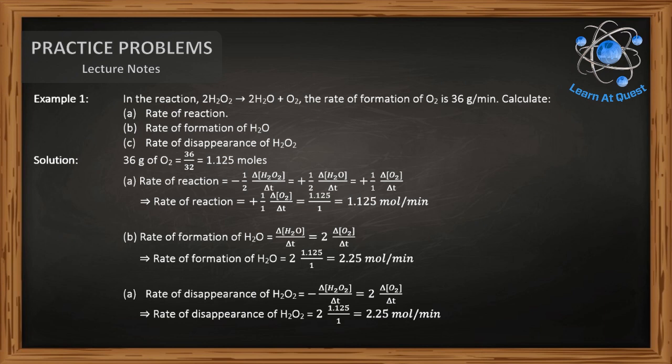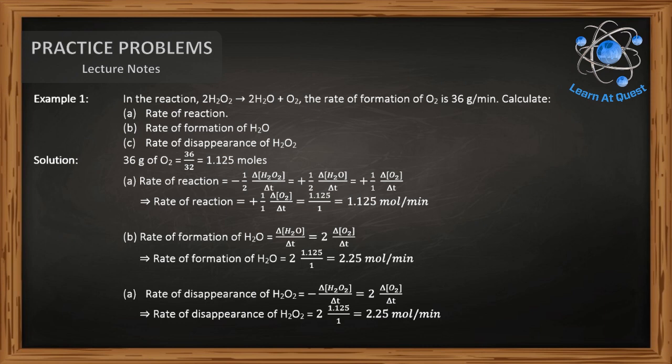Let us understand how to solve this question. Here it's given that the rate of formation of oxygen is 36 grams per minute. Let us express this in terms of moles. We know that 1 mole of oxygen weighs 32 grams. So therefore, 36 grams of oxygen will weigh 36 by 32, which equals 1.125 moles. Therefore, the rate of formation of oxygen in terms of moles per minute is 1.125 moles per minute.